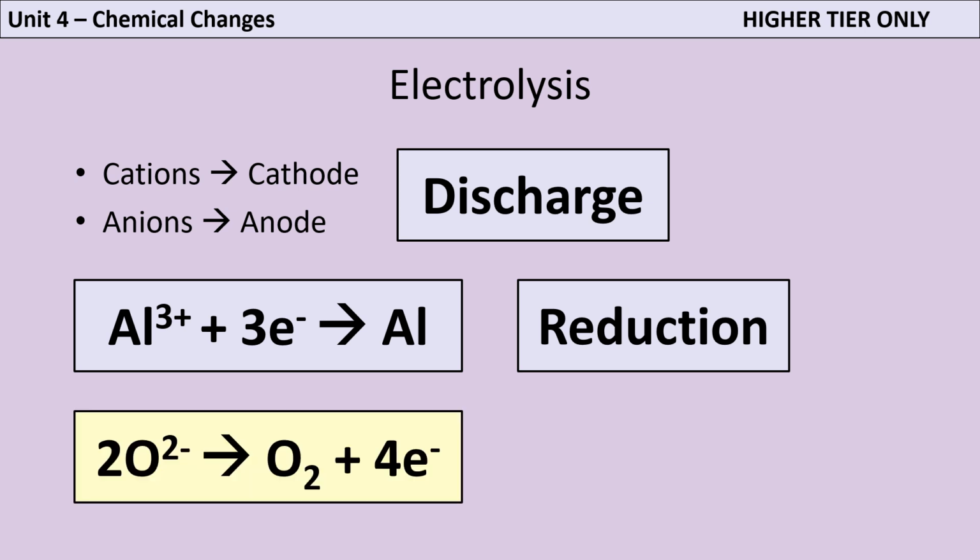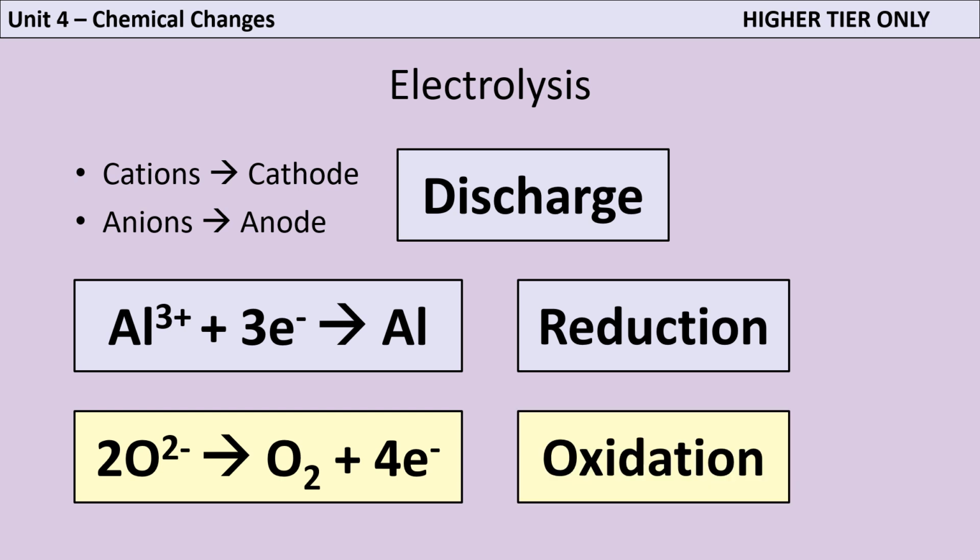Meanwhile, at the other electrode, 2 oxide ions, and remember we need to be referring to ions by their proper names, particularly those negative ions, so this is oxide ions, not oxygen ions. Those 2 oxide ions lose 2 electrons each and therefore leave a neutral oxygen molecule and 4 electrons overall. This is an example of oxidation because oxidation is loss of electrons.